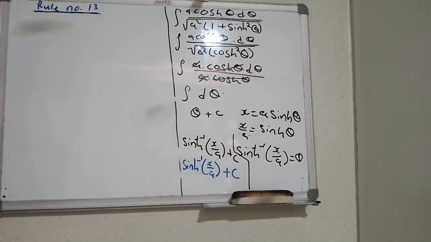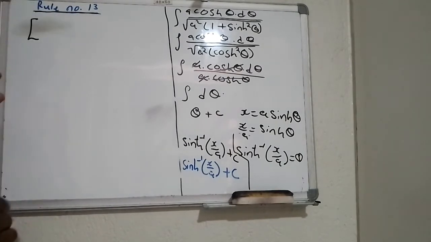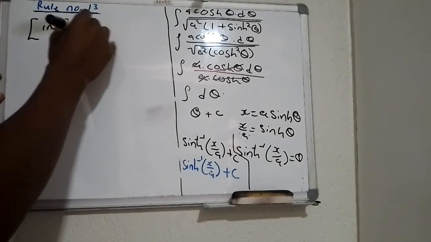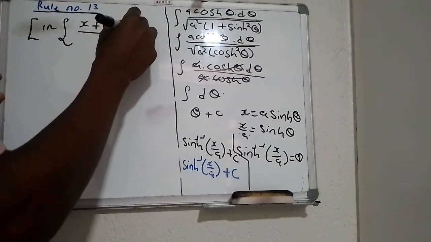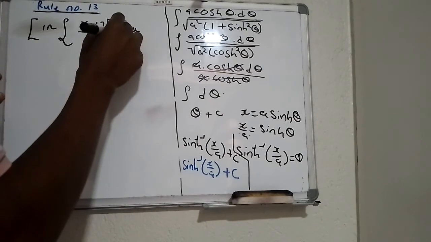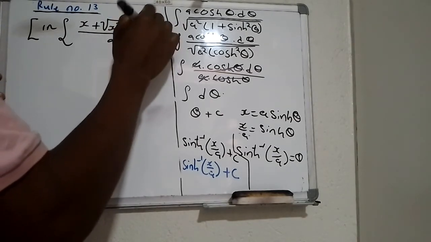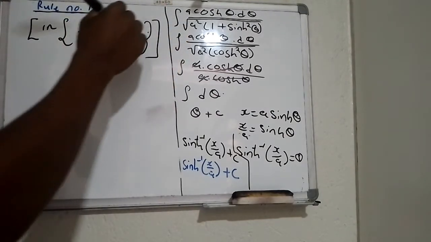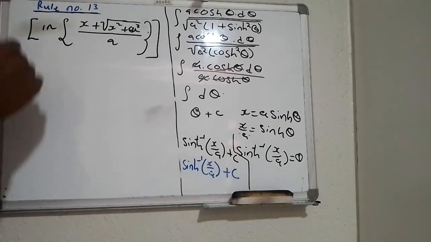Before we take a question, that is my solution. It can be further simplified into ln of x plus the square root of x squared plus a squared, all over a. Remember, our a is supposed to be squared. Now, when you have it like this, let's take a question.